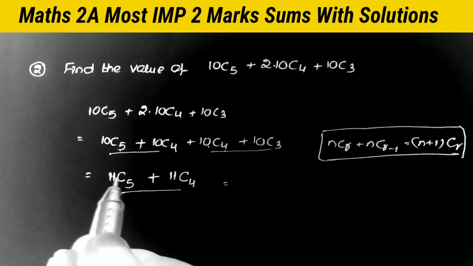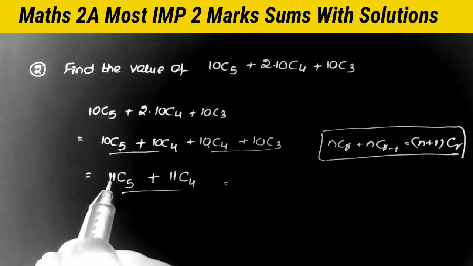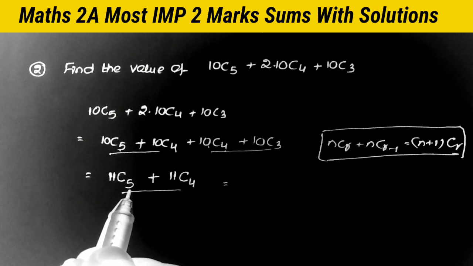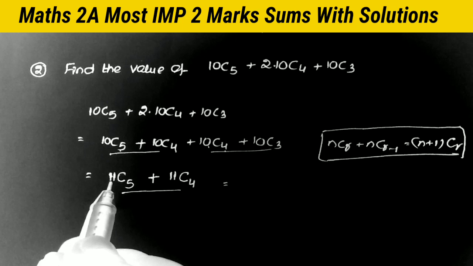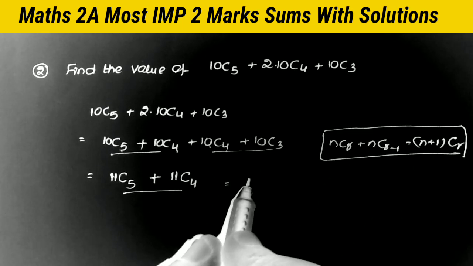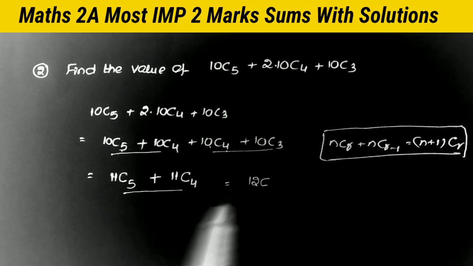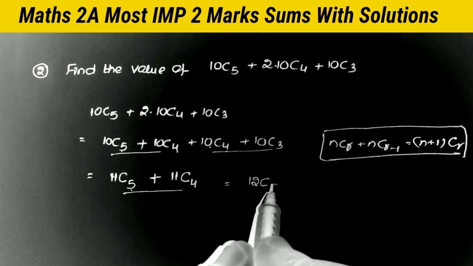Again applying the same formula to these two terms, 11C5 plus 11C4: n is equal to 11, r is equal to 5, and this is r minus 1. So (n plus 1)Cr, with n equal to 11, n plus 1 is 11 plus 1, that is 12C5. The r value is 5 here.